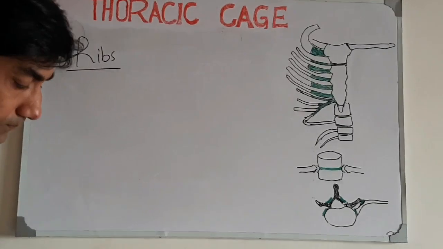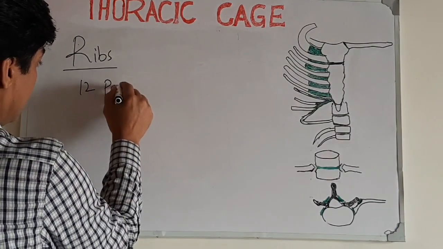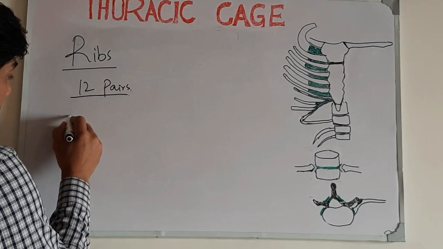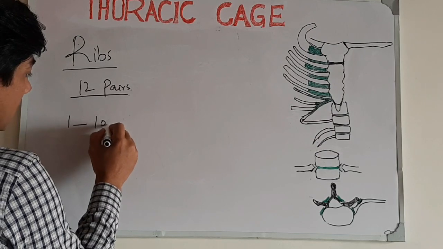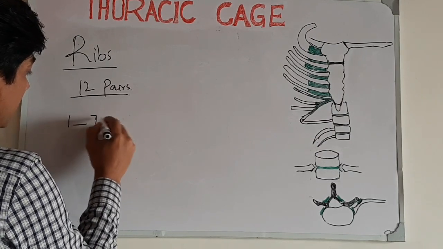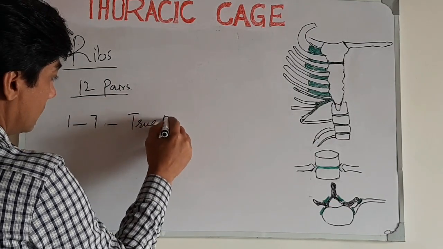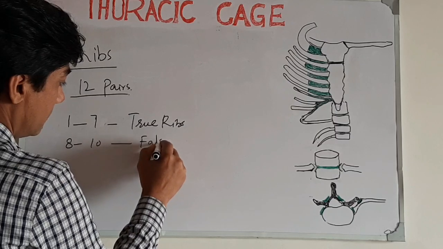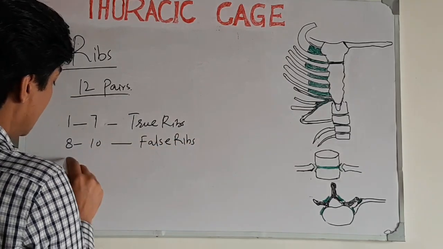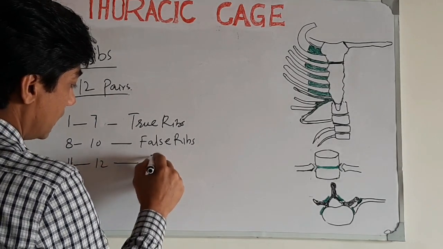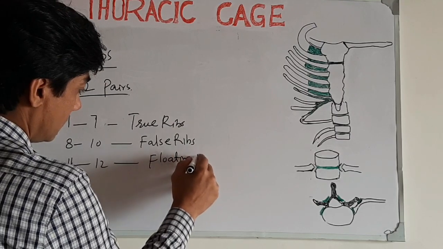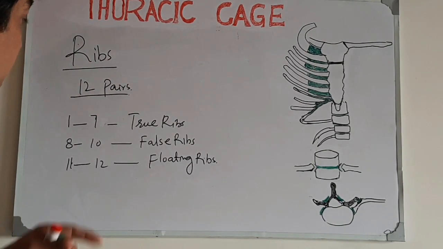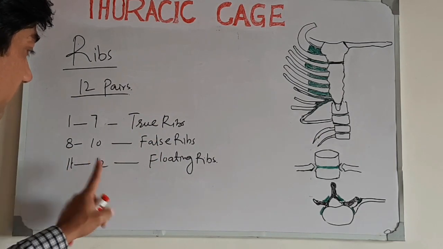There are 12 pairs of ribs. Pairs 1 to 7 are true ribs, 8 to 10 are false ribs, and 11 to 12 are floating ribs. We will discuss them one by one.